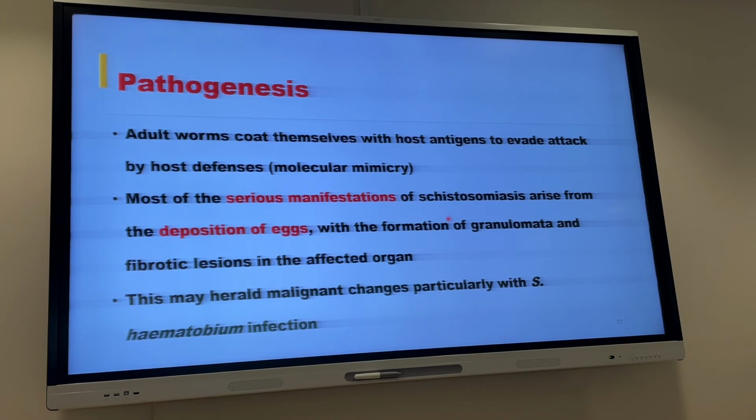With time, you have deposition of collagen and you have fibrous tissue formed. So you're going to have fibrotic lesions in the affected organ with time. So it's important for you to note this, that the early feature that we see is the formation of granuloma, and subsequently you have fibrotic lesions. This explains the complications that can result from a long-standing infection. With long-standing infection, it may lead to malignant transformation, particularly with S. hematobium.